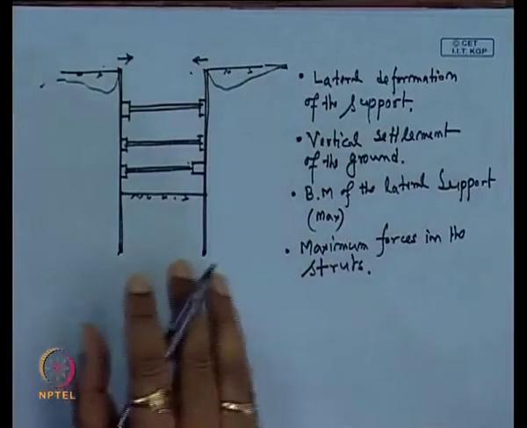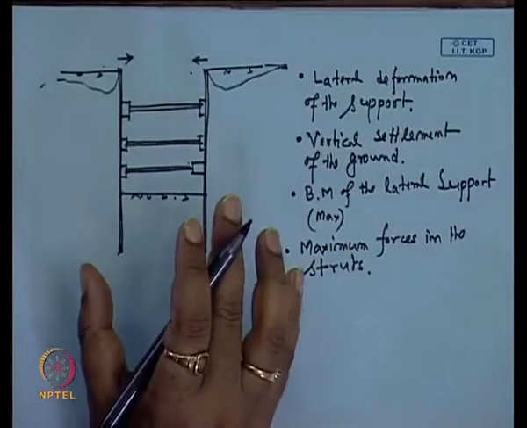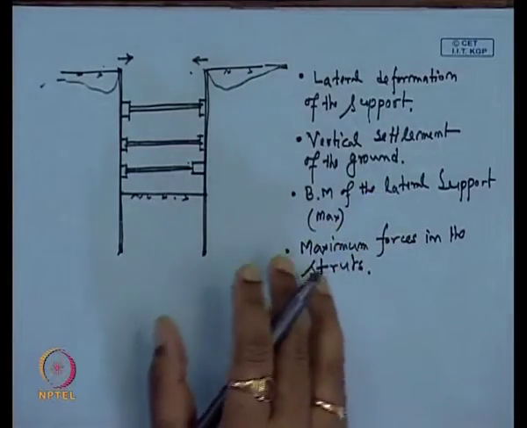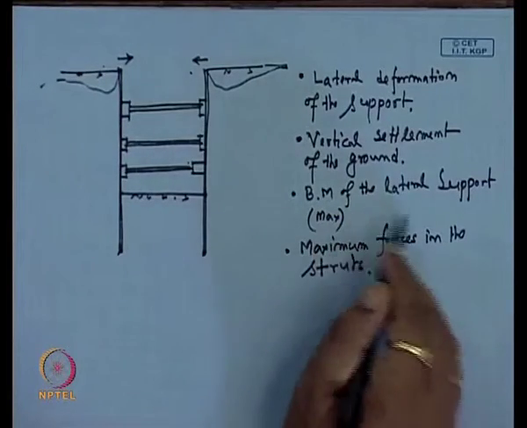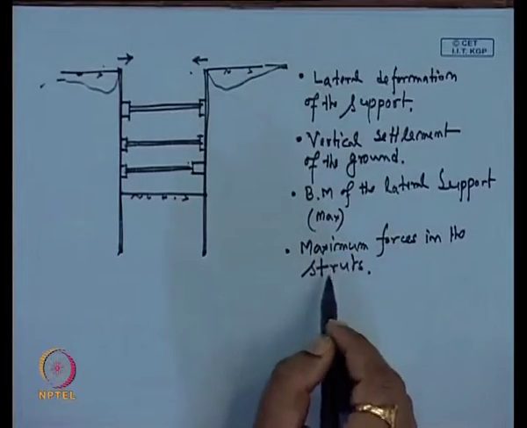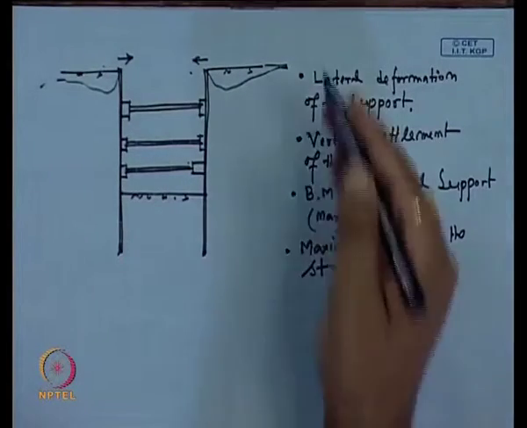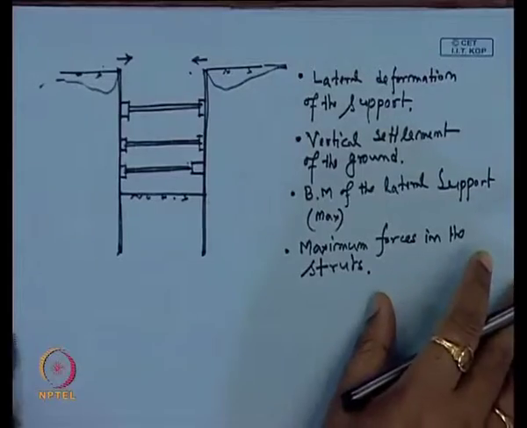So, now our aim of the design is that we should design a system such that the lateral deformation should be minimum, the vertical settlement should be minimum, and the maximum bending moment and strut force can also be minimized. So, all these things we can minimize, so that our design should be an economical one. Now, first we will discuss a simplified design method.